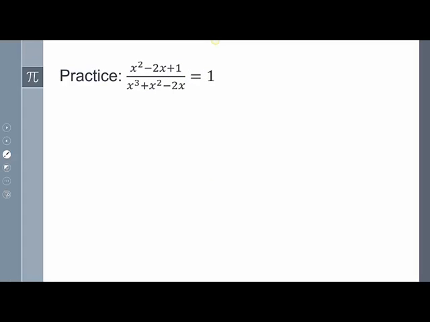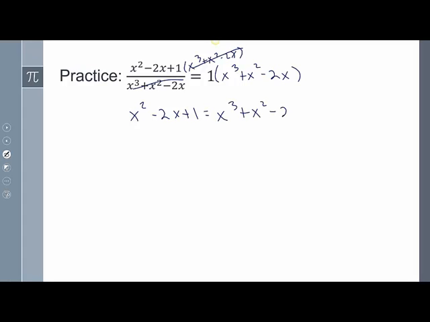On this last one here, I have to multiply both sides by what's in the denominator. So x cubed plus x squared minus 2x. And so those factors will cancel out. So I get x squared minus 2x plus 1 equals x cubed plus x squared minus 2x. Well, if I subtract x squareds on both sides, those cancel out. If I add 2x's to both sides, those cancel out. And so I'm actually left with 1 equals x cubed.